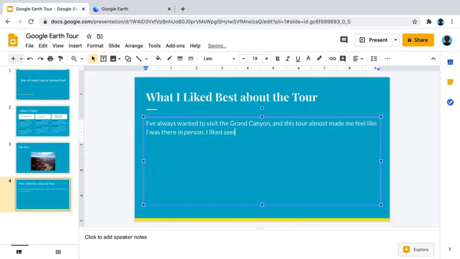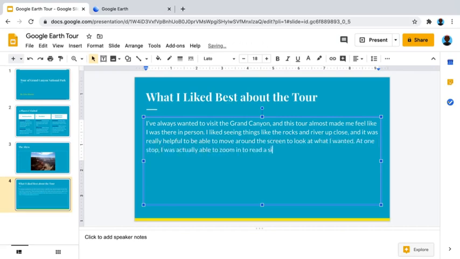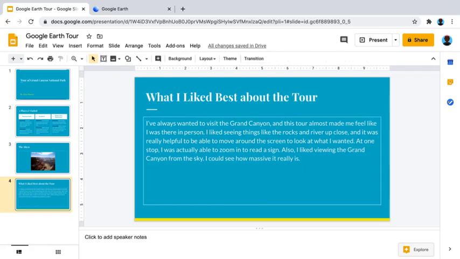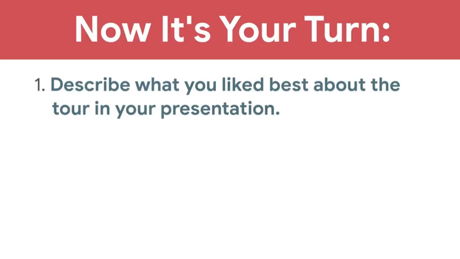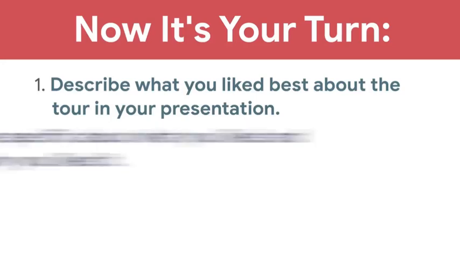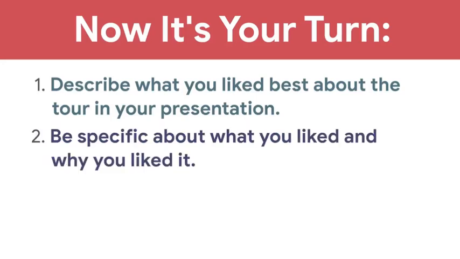You could describe a particular place that you found interesting, something you learned about, or a feature of the app you liked. Be sure to mention why you liked the aspects of the tour you describe. Now it's your turn. Describe what you liked best about the tour in your presentation, and be specific about what you liked and why you liked it.